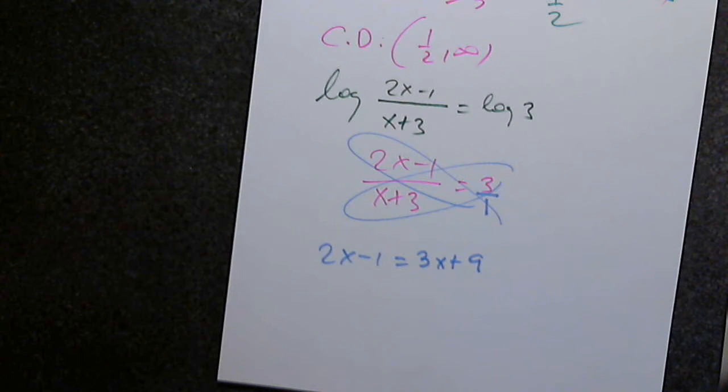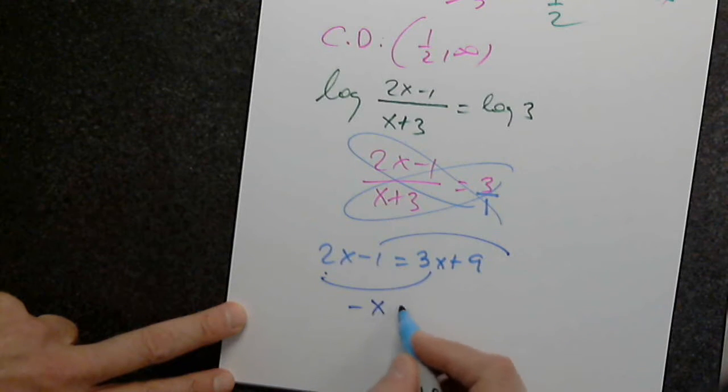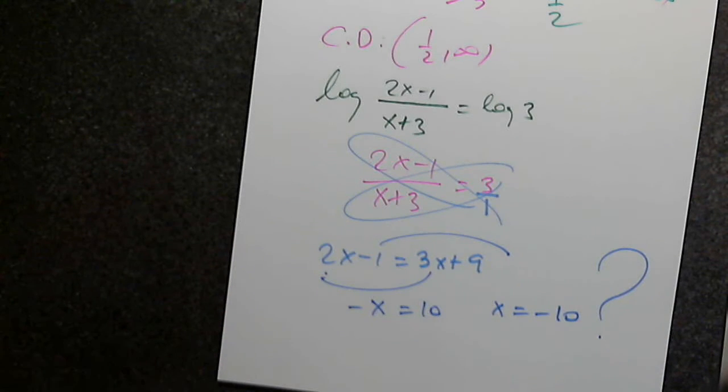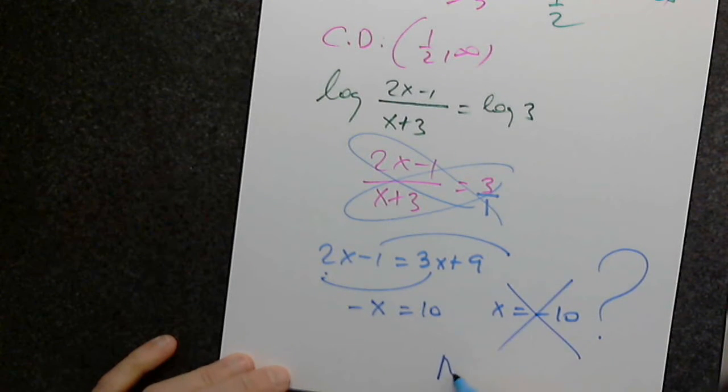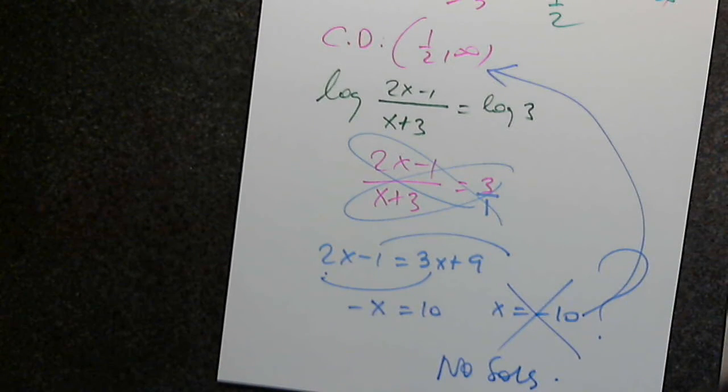It's not a trivial problem, right? So I move 3x and I move 1. So this is negative x equals 10, so x equals negative 10. And after all this effort, what do we conclude? No solutions. Because negative 10 is not in the common domain. You cannot plug it in any of the functions. The log will not even exist. So the equation has no solutions.